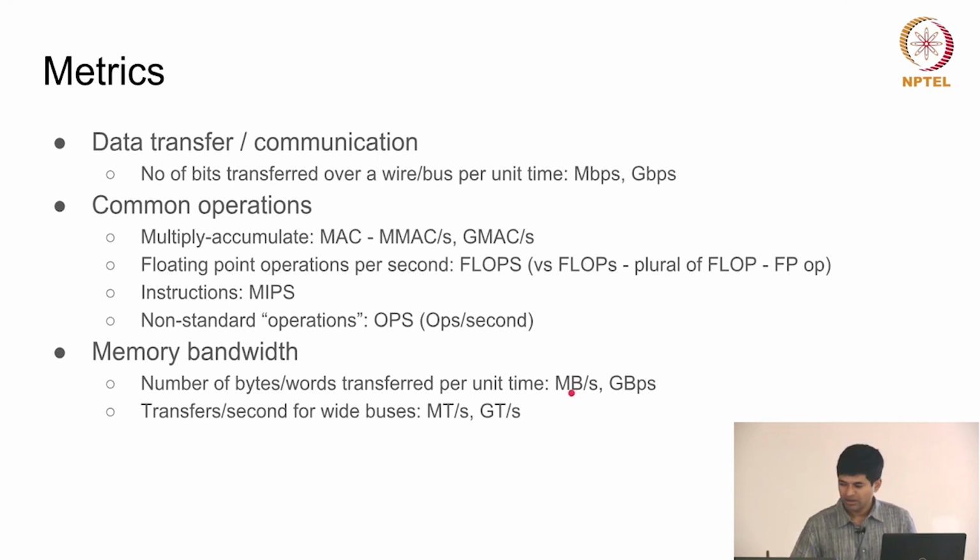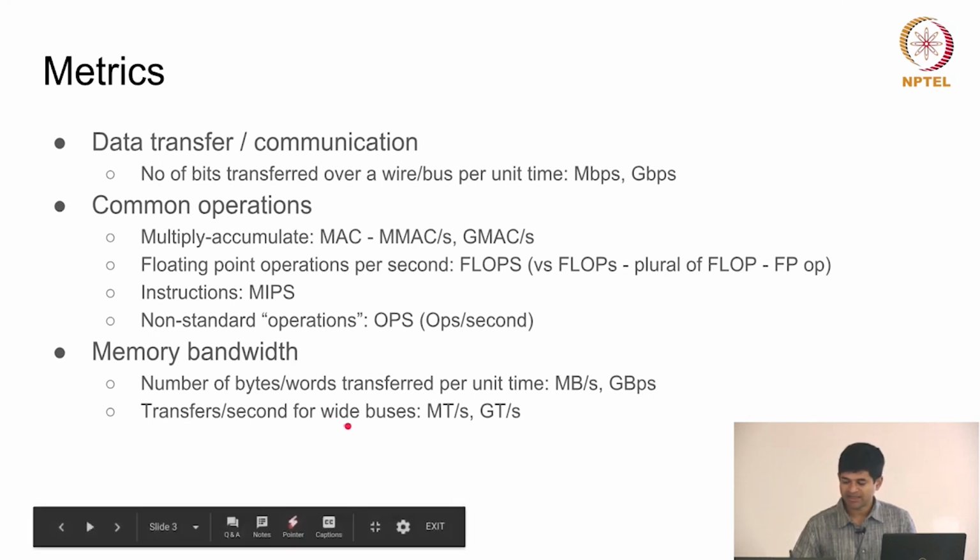Okay. Once again, megabits per second, gigabits per second is possible, but usually megabytes per second, gigabytes per second are more common, because the assumption is that you are working with multi-bit data, and memory bandwidths are more often described in terms of megabytes per second than megabits per second. In some cases, especially for DRAM, you will also see another term, MTPS, which is the number of transactions per second or number of transfers per second.